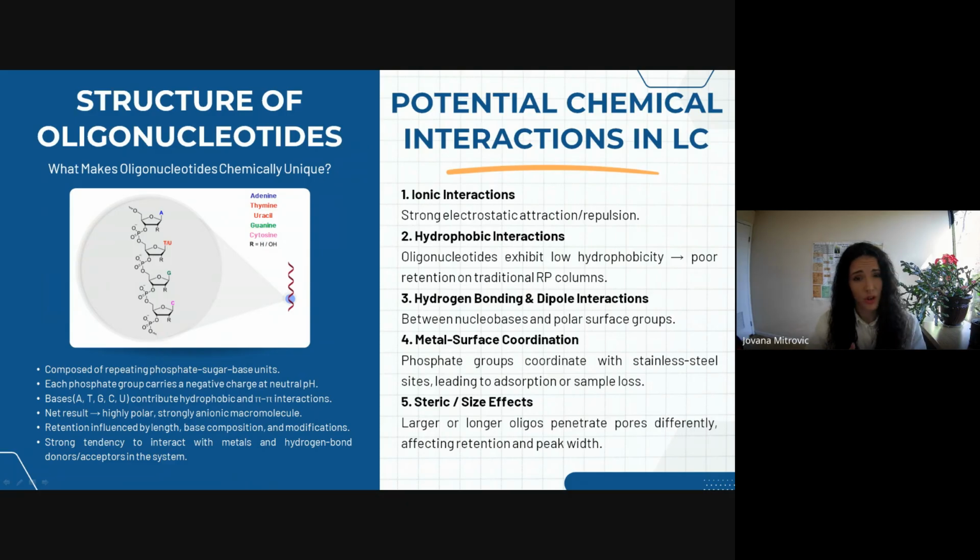Metal surface coordination. These are critical. Phosphate groups can coordinate with exposed stainless steel sites, leading to irreversible adsorption or sample loss. And finally, we have steric effects, because these are large molecules. Pore accessibility and molecular folding can influence how deeply they penetrate the stationary phase. So when all these interactions combine, you can imagine how complicated the retention mechanism becomes.